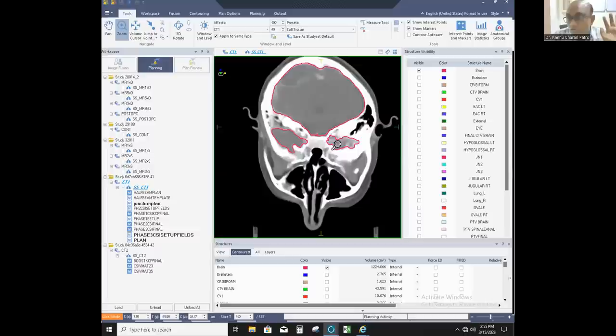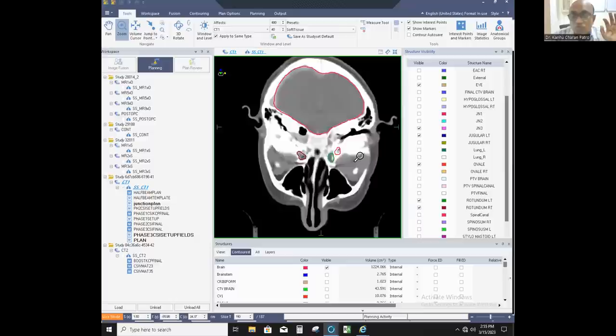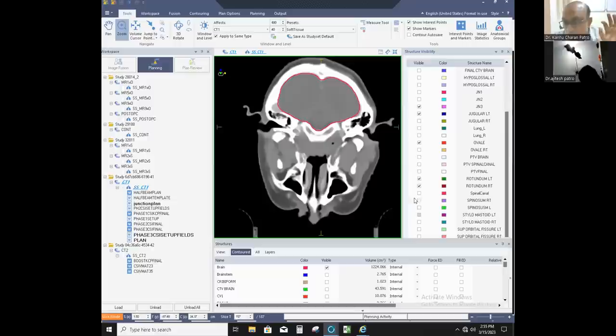After that, you have to contour the optic apparatus, eye, then the jugular foramen, foramen ovale, foramen rotundum, foramen spinosum. So how you contour, you can see this is the foramen rotundum, ovale, and foramen spinosum.